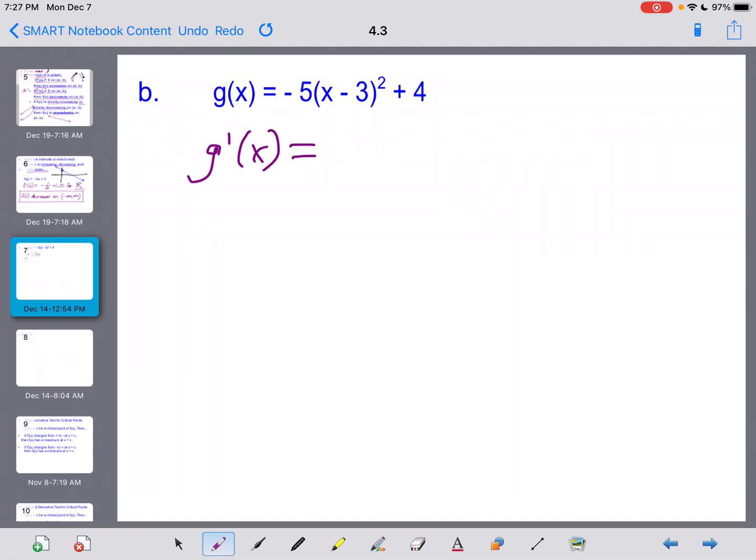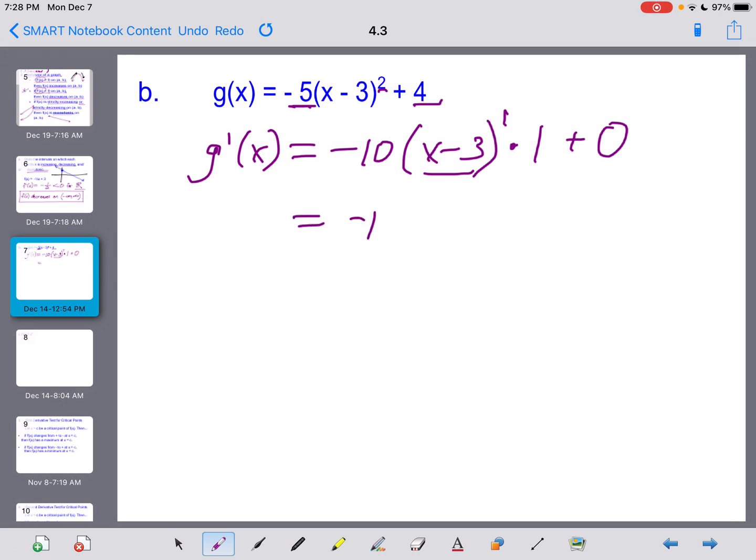We have a parabola here, it looks like, everybody, that's written in vertex form, so we can apply the chain rule here. That 2 for the exponent gets multiplied by the negative 5 to make a negative 10. The base of the exponent, x minus 3, does not change. We lower the exponent by 1. We multiply by the derivative within, which is 1. And while I'm being thorough here, plus the derivative of the constant 4, which is 0. So it sure looks like that is going to be negative 10 times x minus 3.